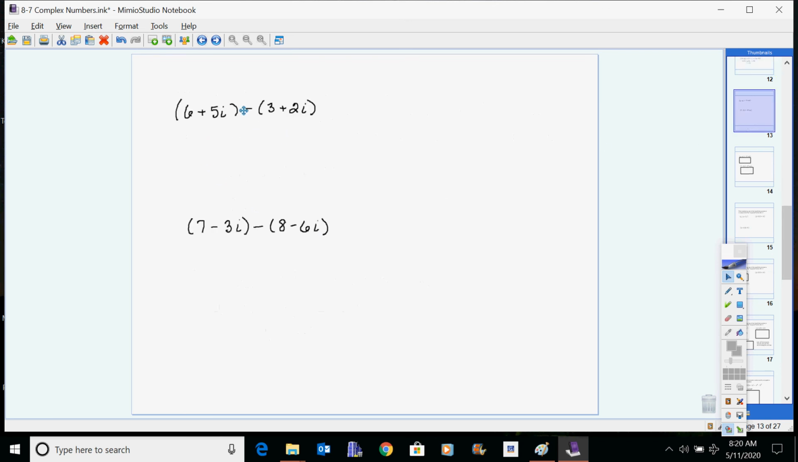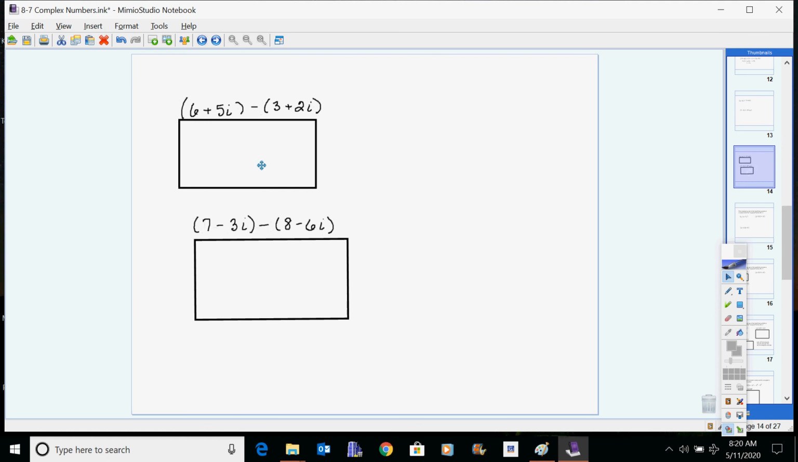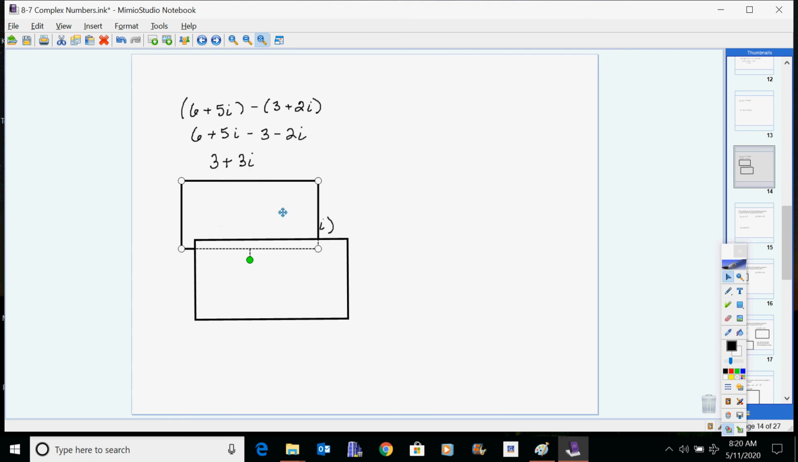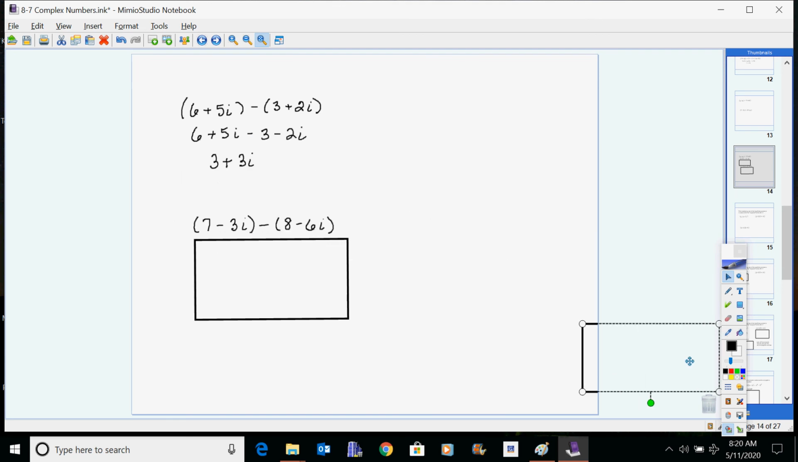All right, like I said, when we subtract, you do have to be careful that you're going to distribute that negative just like always. So there's our negative distributed. And then you put the like terms together, or you put the real with the real and the imaginary with the imaginary. 6 minus 3 is 3. 5 minus 2 is 3. So this gives us 3 plus 3i.